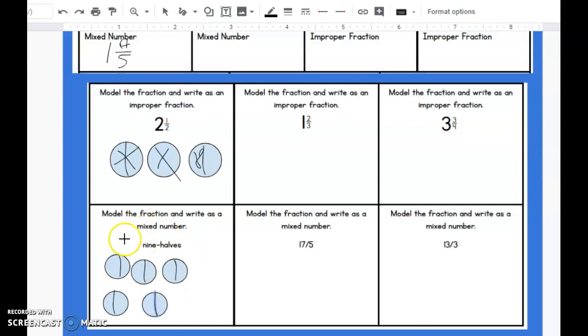Now I need to model it. So I'm going to color in 9/2. So I'm going to color in this side, this side, this side, this side, this side, this side. This is 6. Here's 7, 8, 9. This shows 9/2.